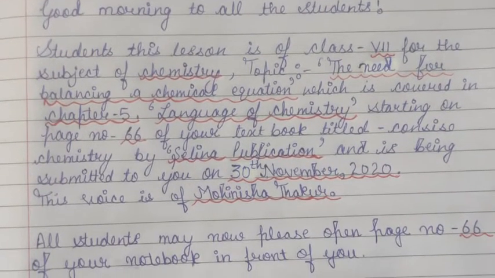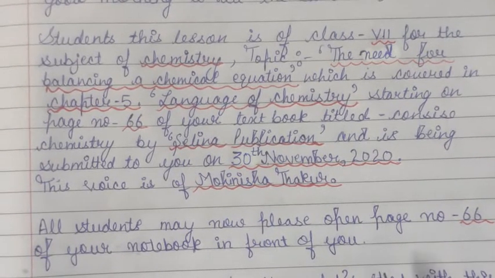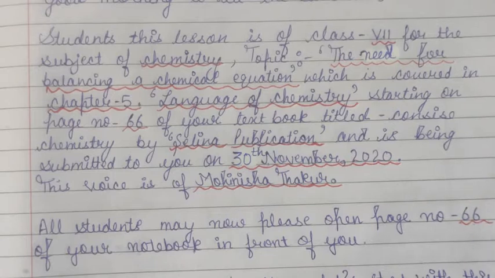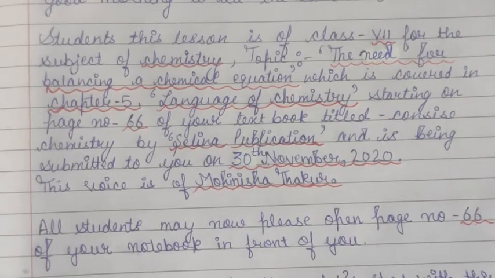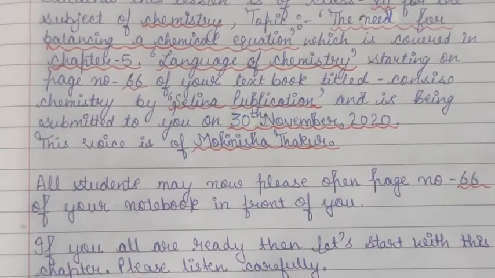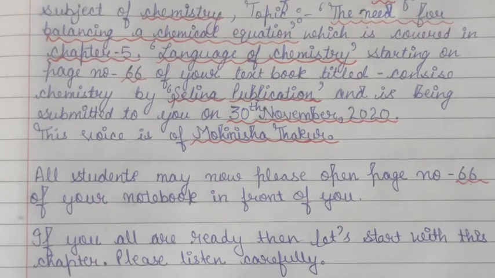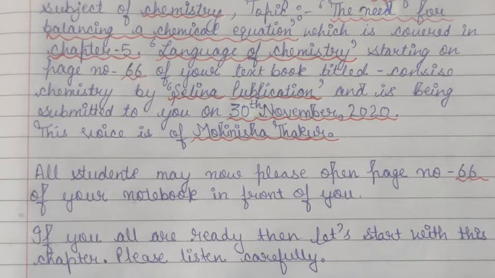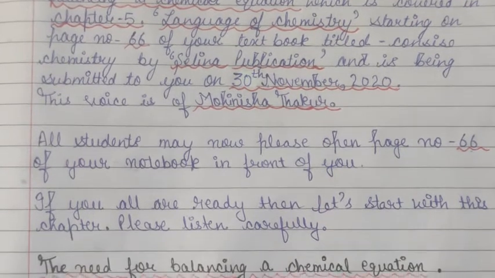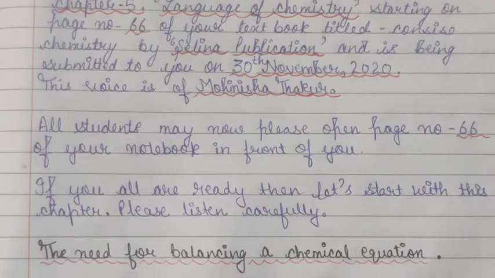All students may now please open page number 66 of your notebook in front of you. If you all are ready, then let's start with this chapter. Please listen carefully. The need for balancing a chemical equation.